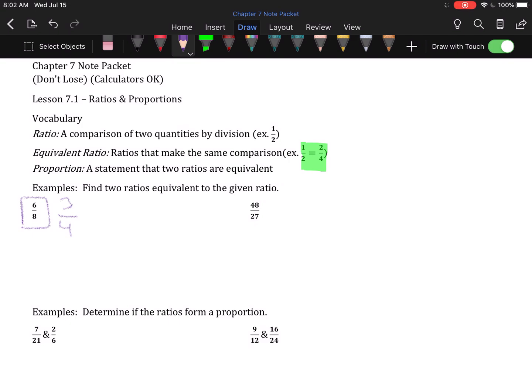So I could triple both the numerator and denominator here and make that 9/12. That is an equivalent ratio. 12/16 is equivalent. 15/20 is equivalent. There's an infinite number of equivalent ratios. We're asked for 2. You will have to do this on your assignment.